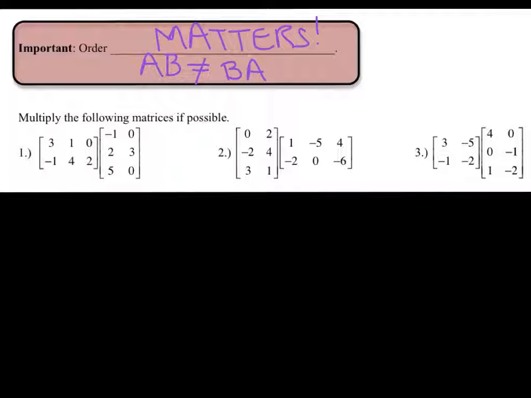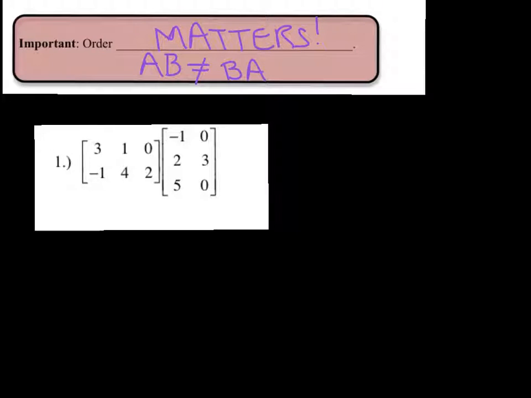It wants us to multiply the following matrices if possible. And I may backtrack here and just do one at a time just to save space. Give me a second. So for number 1, we have a 2 by 3 and a 3 by 2. Our columns match our rows, so that's good.